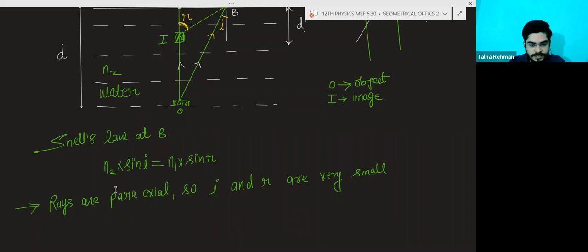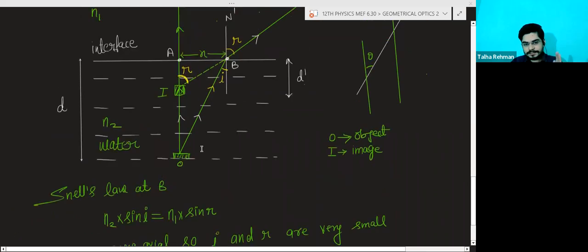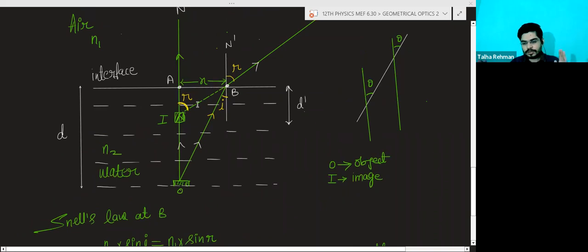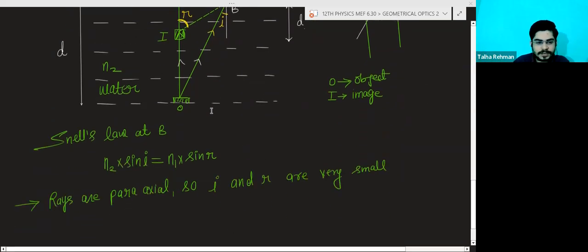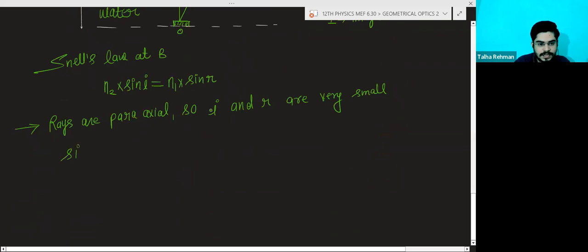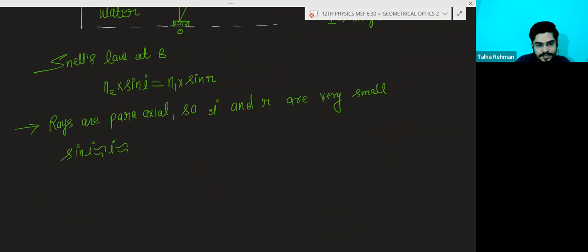Okay, so rays are paraxial. Paraxial means these rays are parallel, so angle I and angle R will become very, very small. If angle I and angle R are very small, then you can write sine I approximately equal to I, and this I can be written as approximately tan I. Similarly, sine R is approximately R, which is approximately tan R. Earlier also we have done these things.